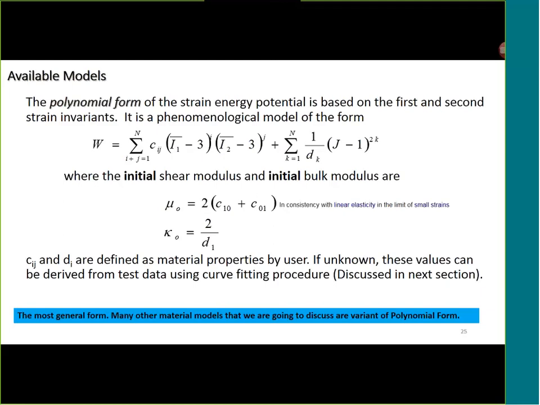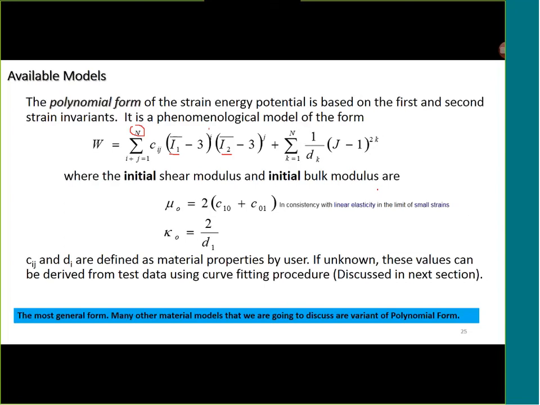The very generic hyperelastic potential model is called the polynomial form, which is written in this particular form, which is a function of the first invariant and the second invariant. Here, the order of this polynomial can go to any number. It can go to any particular power. You can keep expanding this with 1, 2, 3 and 4. Depending on how complex your stress strain curve is, the order of polynomial has to be increased. This is the more general form.